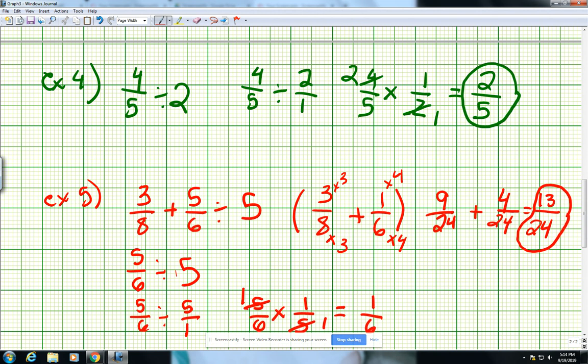Practice starts on page 67 and goes to 68 as well as 69. So we'll pull some of those out for our online assignment. And that's the end of your lesson 2 from chapter 2.